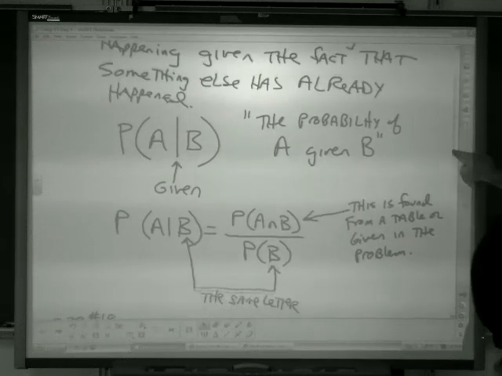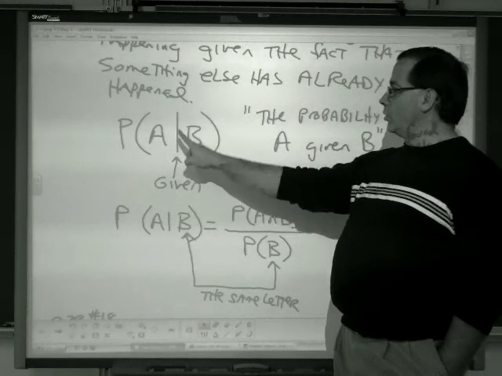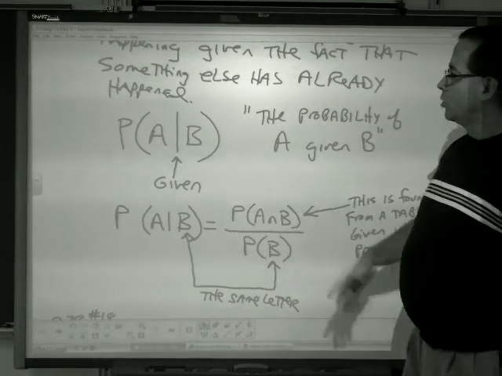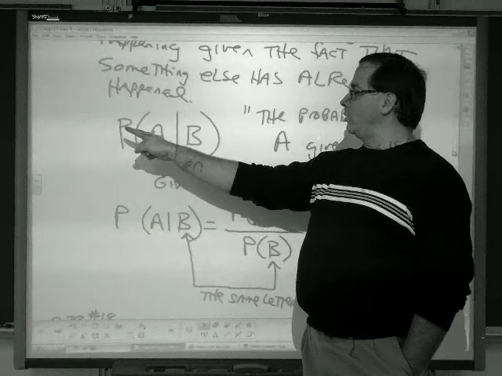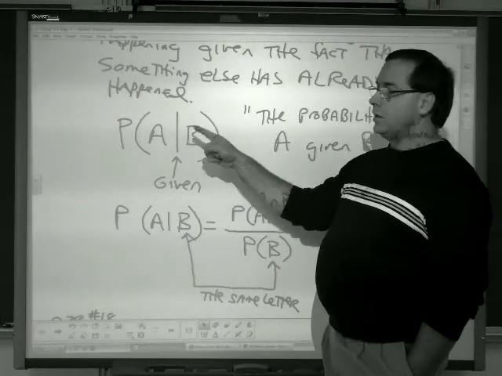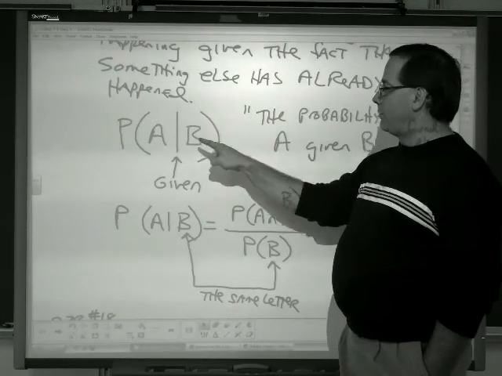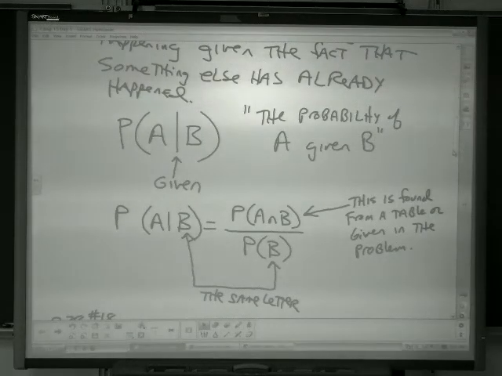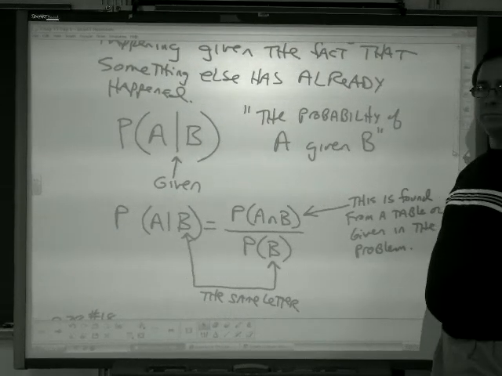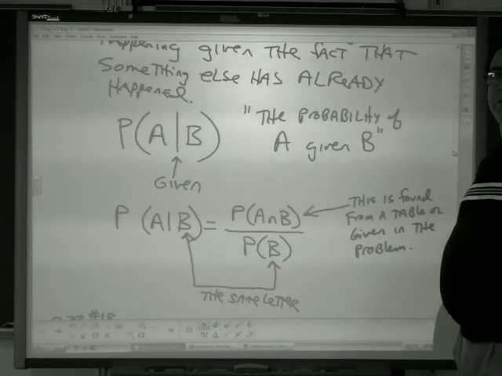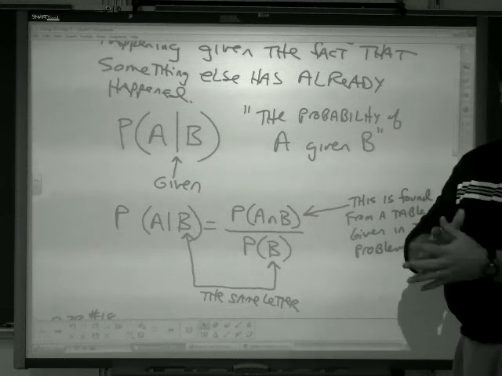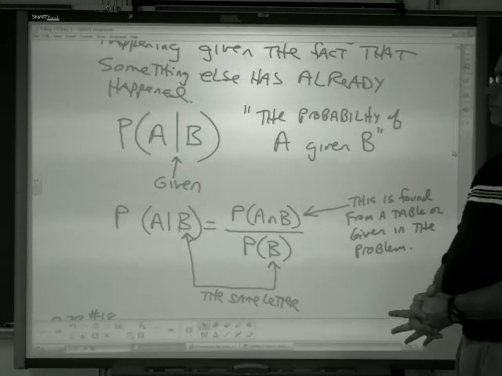Symbolically, we write it this way, where this little bar means given, and I think we talked about that earlier in the year. So this would be read, the probability of A happening given that B has already happened. And that's how we write it, the probability of A given B. So conditional probability always is about something else happening first, and then the probability of something happening is then after that.